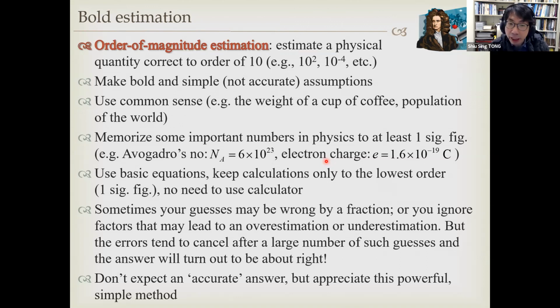And sometimes your guesses may be wrong by a fraction, right? You may underestimate or overestimate something. But if you make these guesses a large number of times, then sometimes you overestimate and sometimes you underestimate, and statistically the error will average out and the answer will turn out to be about right. So that is the miracle of this order of magnitude estimation.